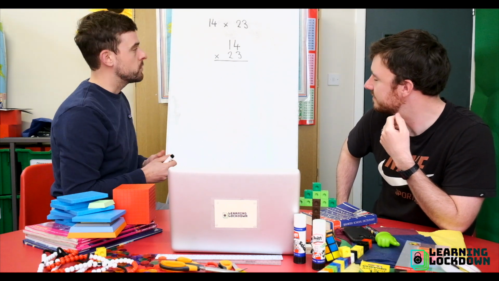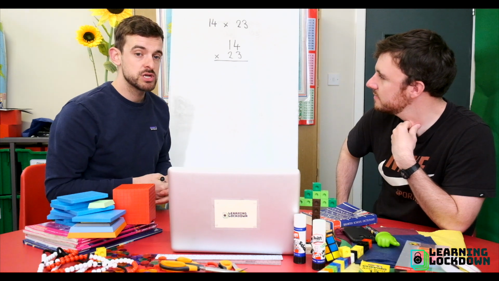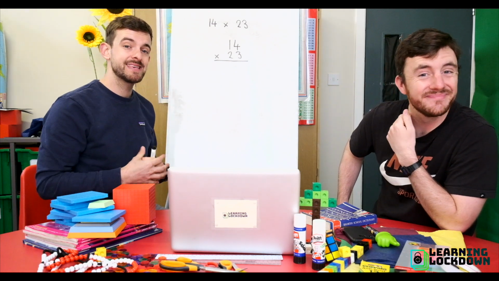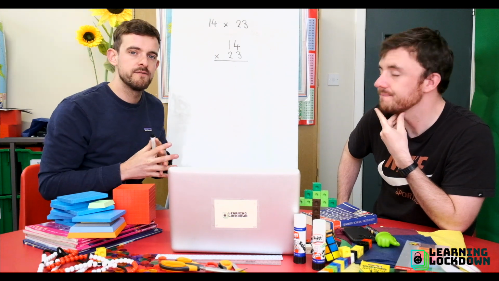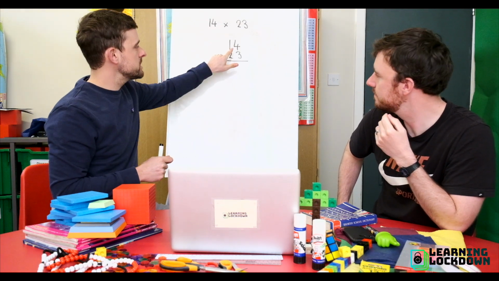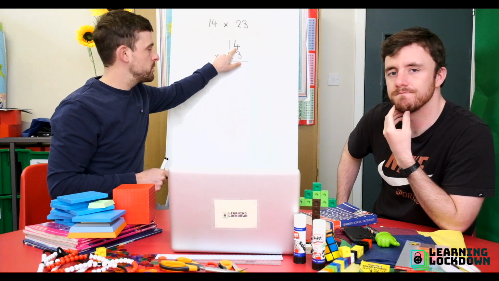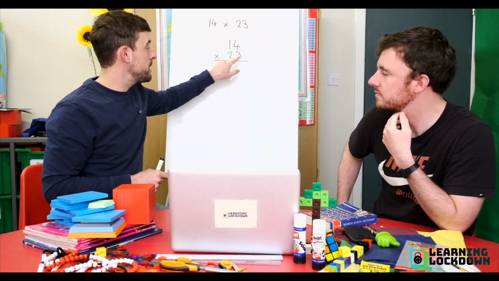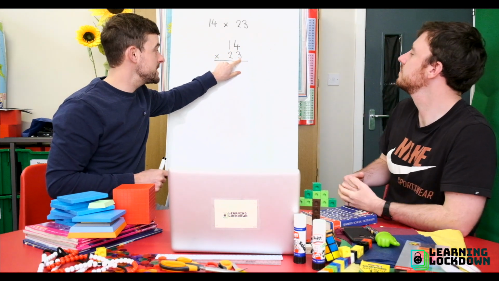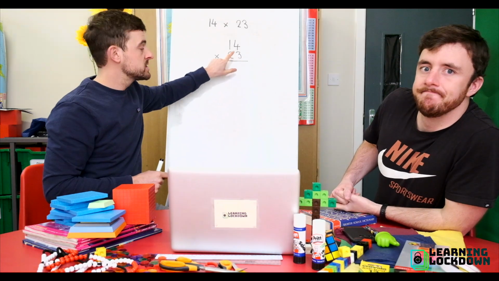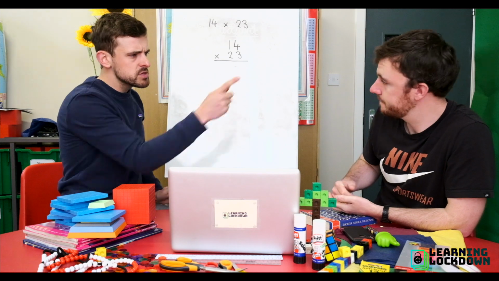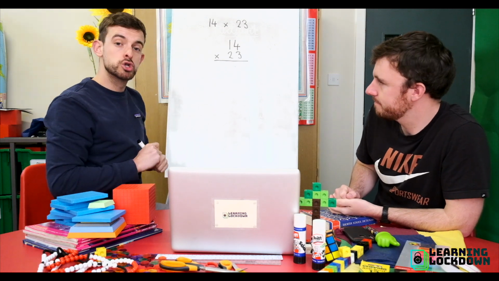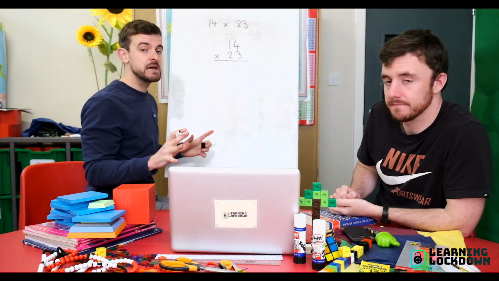Now, the way we start with our column addition is we always start with the ones, and we do the same here. But you've got to be careful to make sure you multiply all of the parts. So we're going to start with our 4. Now, we're going to do 4 lots of 23. We're going to partition this 23 into its 3 ones and its 2 lots of 10. So first of all, we'll do 4 multiplied by 3 ones. 4 multiplied by 3 ones, Mr. S? 12.